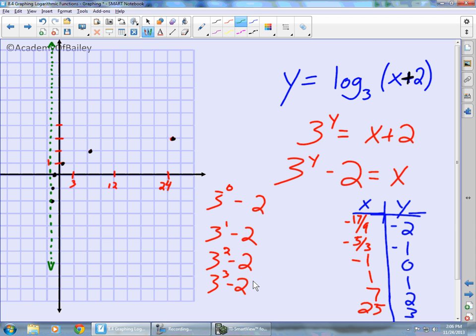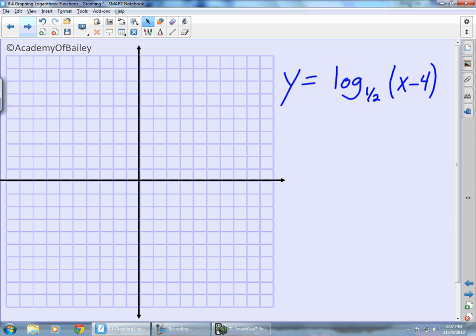And so there's the vertical asymptote, our line, or our function, something like this. There we go. Now we have the vertical asymptote at x equals -2 with our changed scale, and then we were able to graph some points onto our graph there. Okie dokie, let's move on.